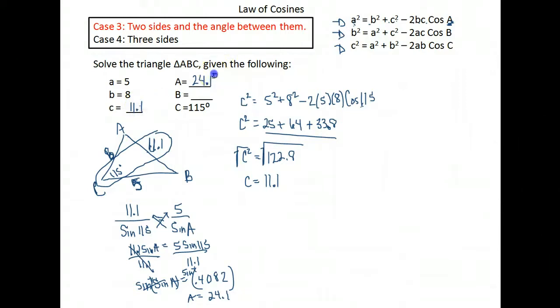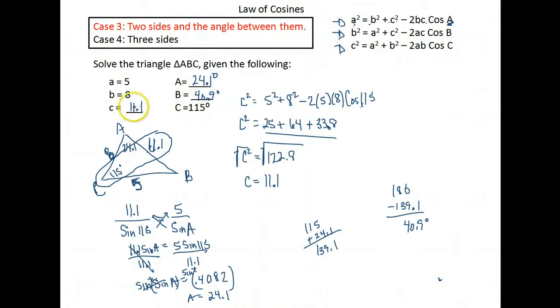My C is 11.1, and now we need to find angle B. For angle B, we're going to use the fact that the angles in a triangle add to be 180. We already have two of them. Let's subtract them from 180 to find out how much is left for our final angle. So far, if I add the two angles together, there's 139.1 degrees taken up. How much is left to get to our 180? 40.9. Okay, so my last angle, my angle B, is 40.9 degrees.